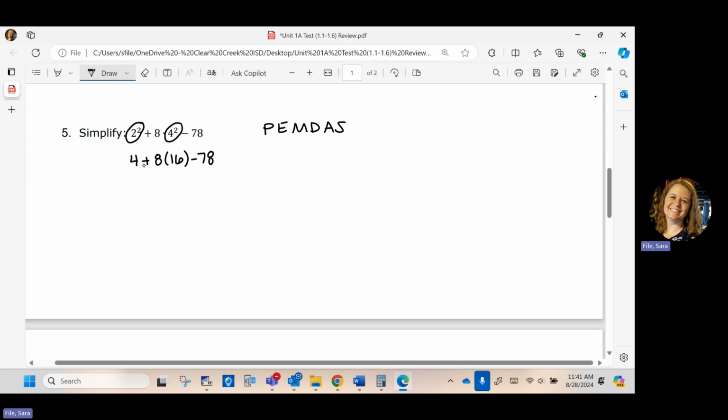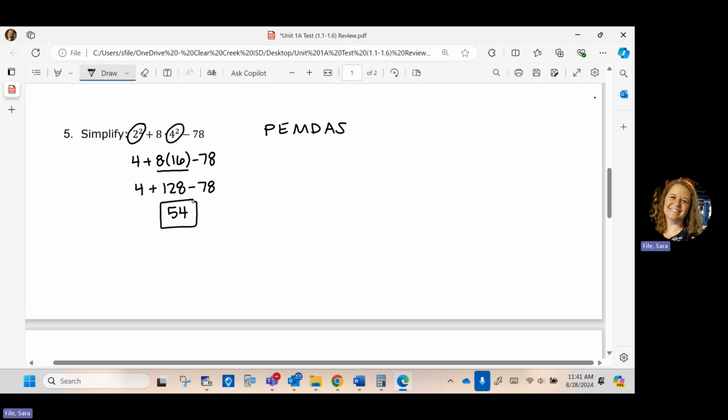Now I've got addition, multiplication, and subtraction. So multiplication comes first. So I have to do the 8 times 16, which is 128. So I've got 4 plus 128. Thank you. So I'm going to do 4 plus 128 minus 78 in my calculator and get 54.